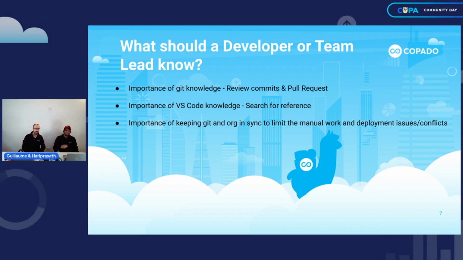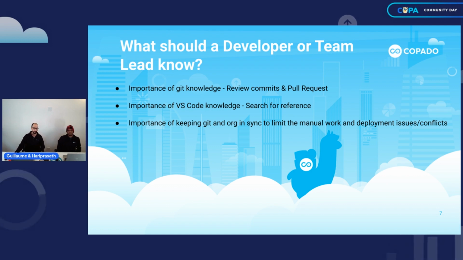The next thing is about what a developer or a team lead should know. So Hari talked about the admin or the basic users. For the developer, you should know a little bit more. You need some knowledge about Git, so that you can at least review your commits correctly, and also your pull request.